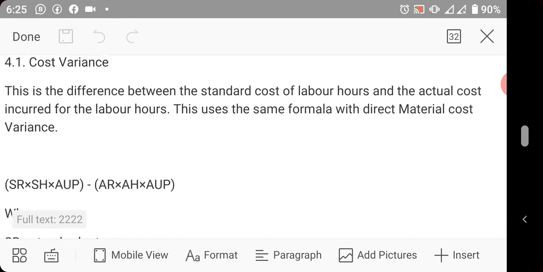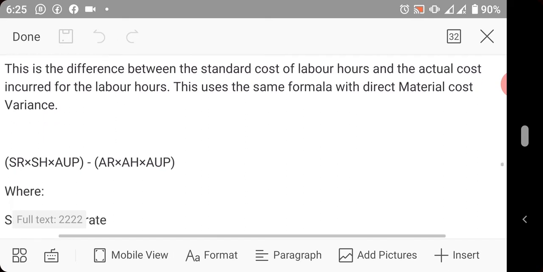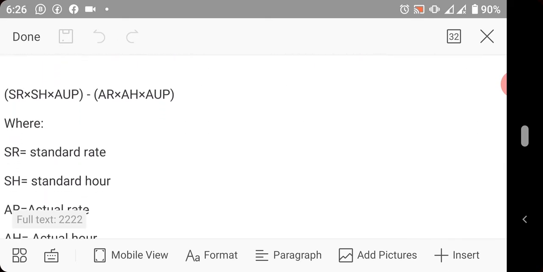Now, cost variance is the total difference that arose as a result of difference between labor hours and the actual cost incurred for the labor hours. This uses the same formula as direct material cost variance. So the formula is just as we did in material: standard rate times standard hour times actual units produced, minus actual rate times actual hour times actual units produced.